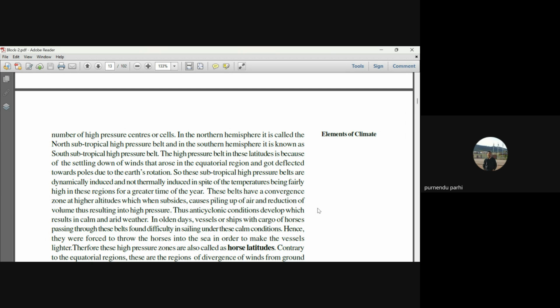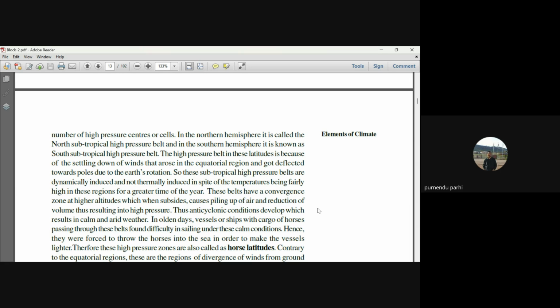So these subtropical high pressure belts are dynamically induced and not thermally induced, in spite of the temperature being fairly high in these regions for a greater time of the year. These belts have a convergence zone at higher altitude which, when it subsides, causes piling up of the air and reduction of the volume, thus resulting in high pressure. Thus, anticyclonic conditions develop which result in calm and arid weather.